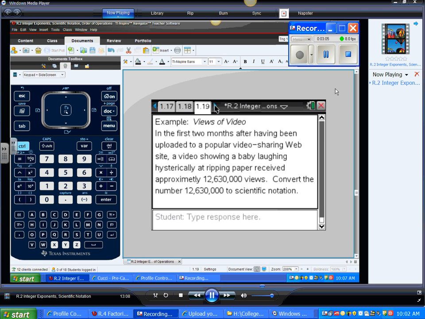All right, so our first example, views of video. In the first 2 months after having been uploaded to a popular video sharing website, a video showing a baby laughing hysterically at ripping paper received approximately 12,630,000 views. Convert the number 12,630,000 to scientific notation. Okay, so the first thing you should be thinking is, wow, that's a really big number, right? So what we're going to do is change that to scientific notation.